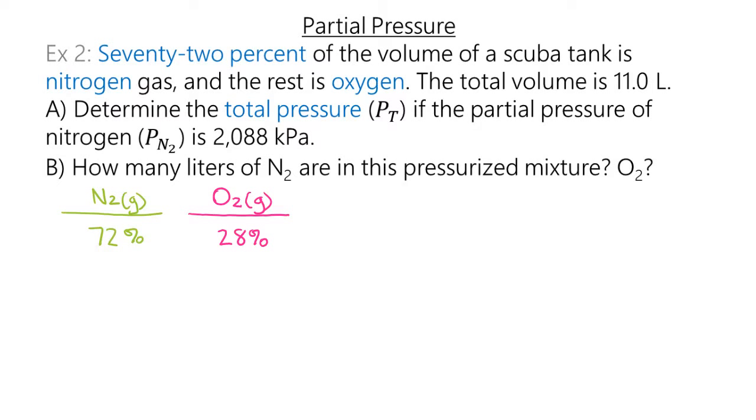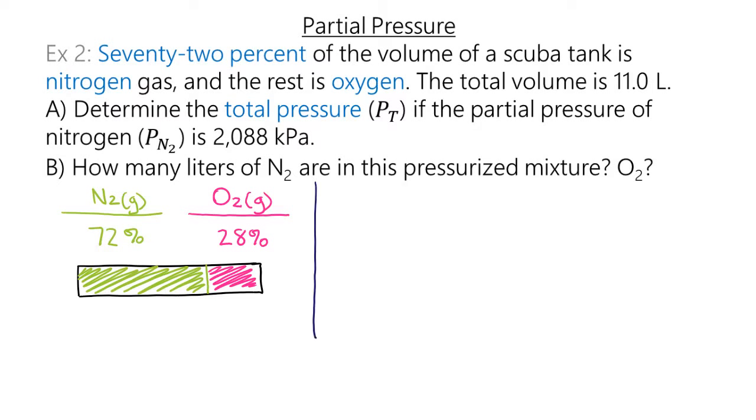If you were to draw out a diagram of what a cross-section of the volume of this scuba tank would look like unmixed, it would be 72% nitrogen and 28% oxygen. Of course, the gases will be mixed and they will not be settled like this, but it helps to think about this, especially when you are given masses rather than moles or percentages, and that'll be in a later example. So the partial pressure of nitrogen is given to us, and here's how we set up our parts over wholes analogy.